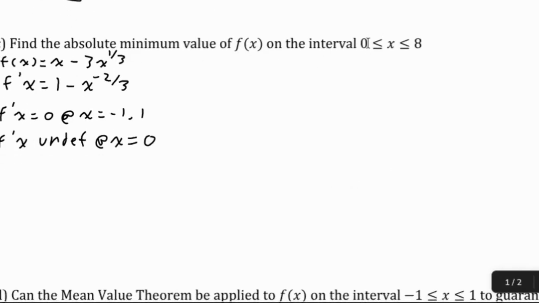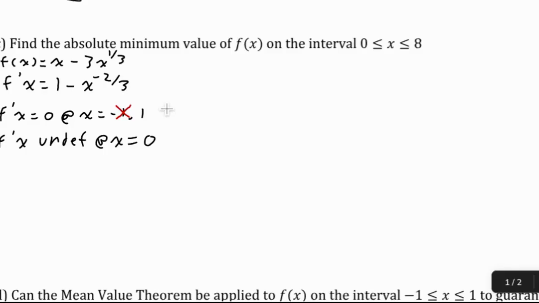Now, if you actually look at our interval, 0 is already taken care of because it's one of the endpoints for our interval. And -1 actually is not in our interval. So we do not have to worry about -1. We can just go ahead and cross it off. We only have to worry about 1 as our critical point. So now that we have our critical points and we have our original function, we can go ahead and set up a table. So I'm going to go ahead and do that.